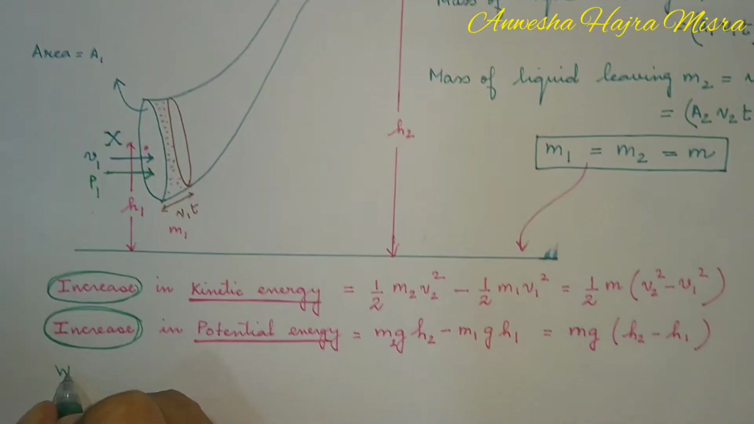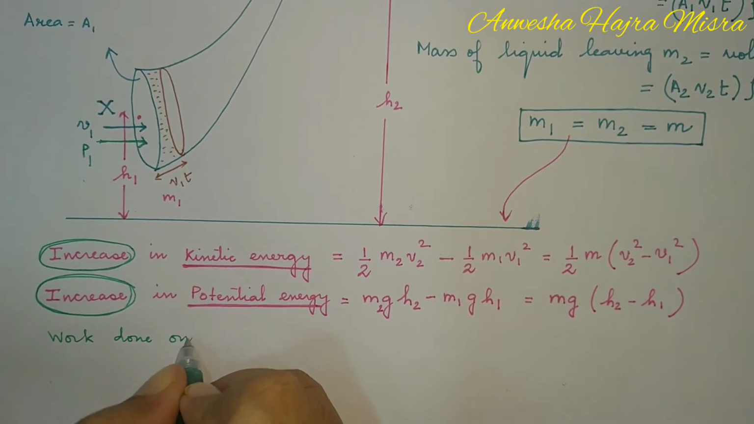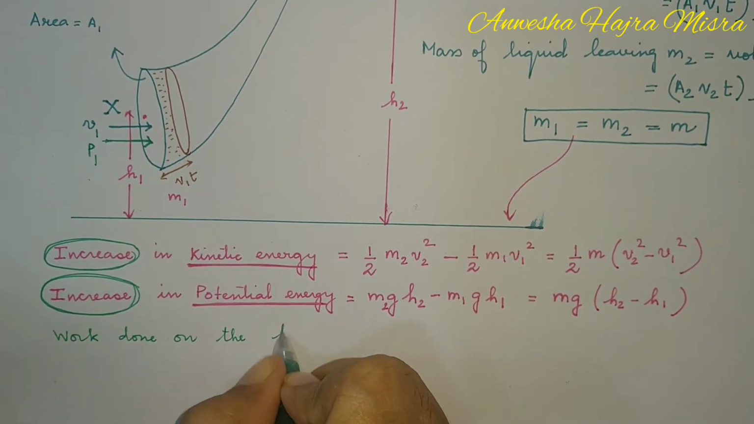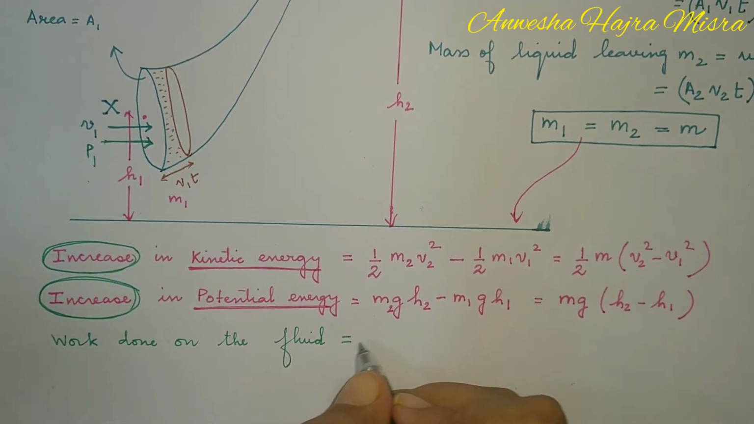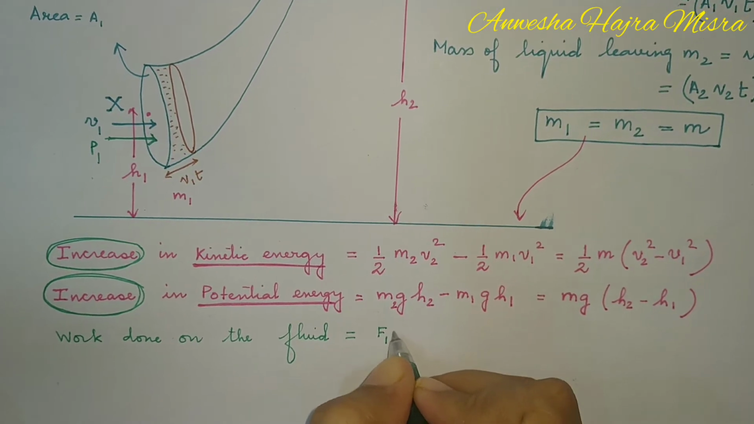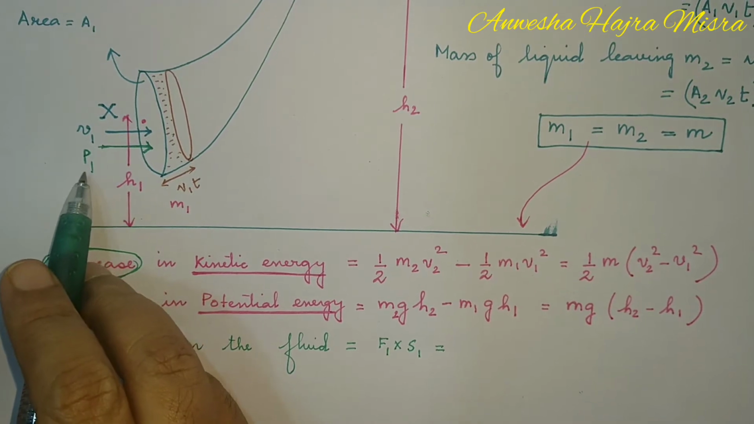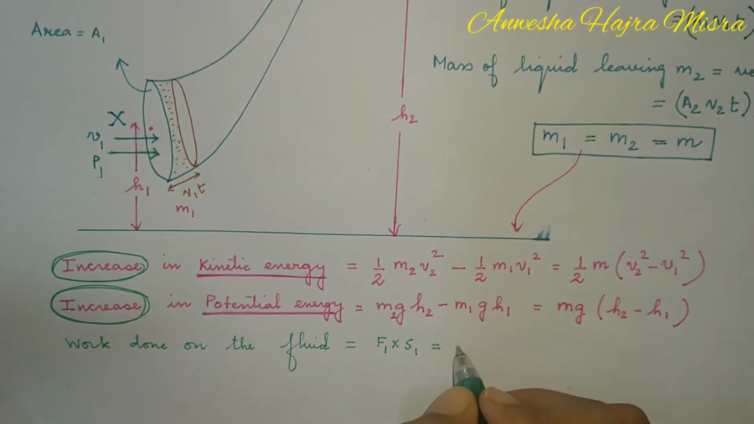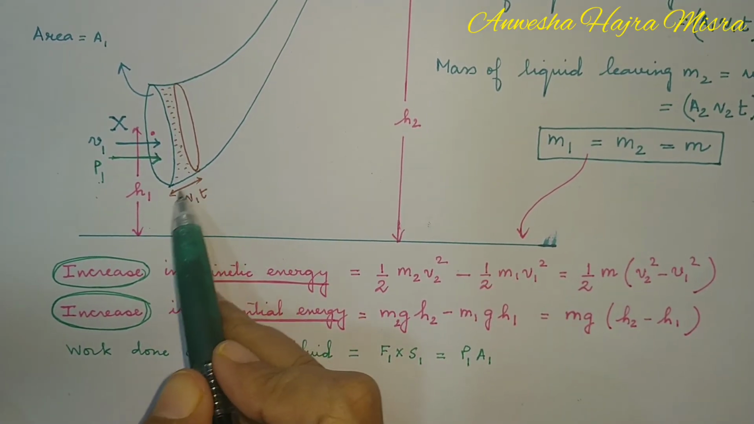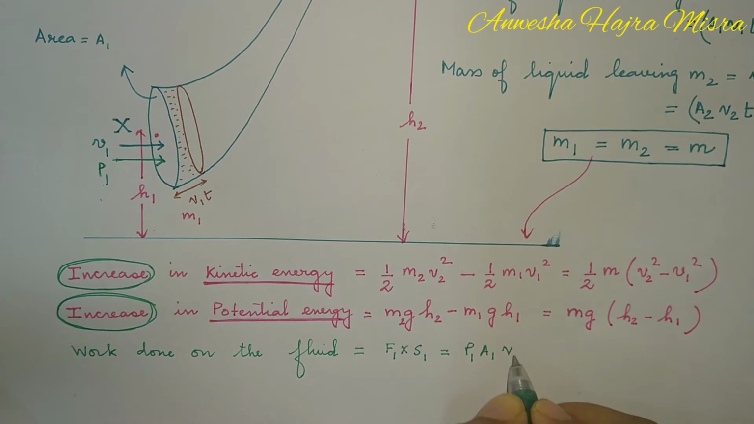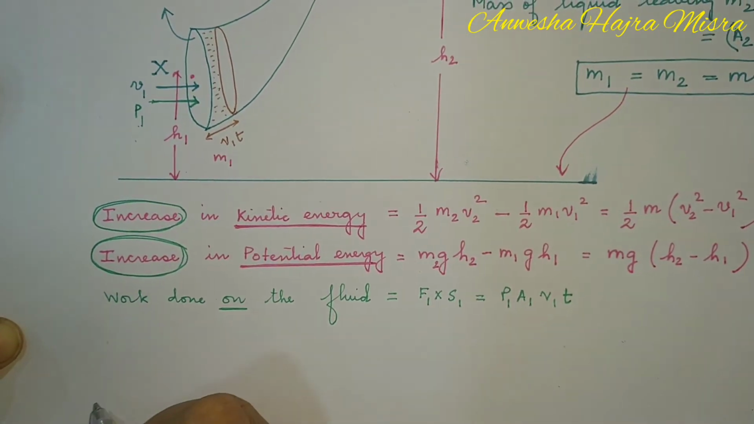So, work done by me on the fluid, work done on the fluid. What is the work done on the fluid? It is force into displacement. Now what is the force here? Pressure into area is force. So P1 into A1. What is my displacement? It is v1t. This is the work done on the fluid.